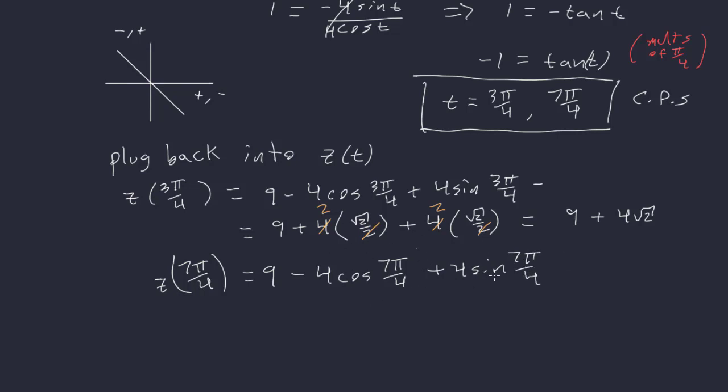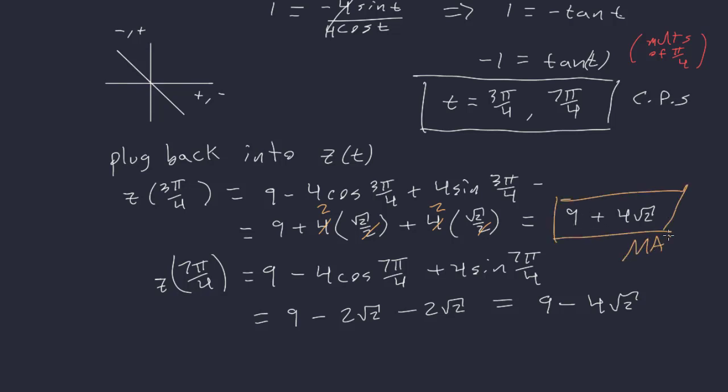Okay, they're both going to be root 2 over 2 again, except now we're in quadrant 4, so here the cosine will stay positive, but the sine will be negative. So in this case, we're going to get 9 minus 2 root 2 minus 2 root 2. So here it's 9 minus 4 root 2. Okay, so this here should be the maximum, and this should be the minimum.